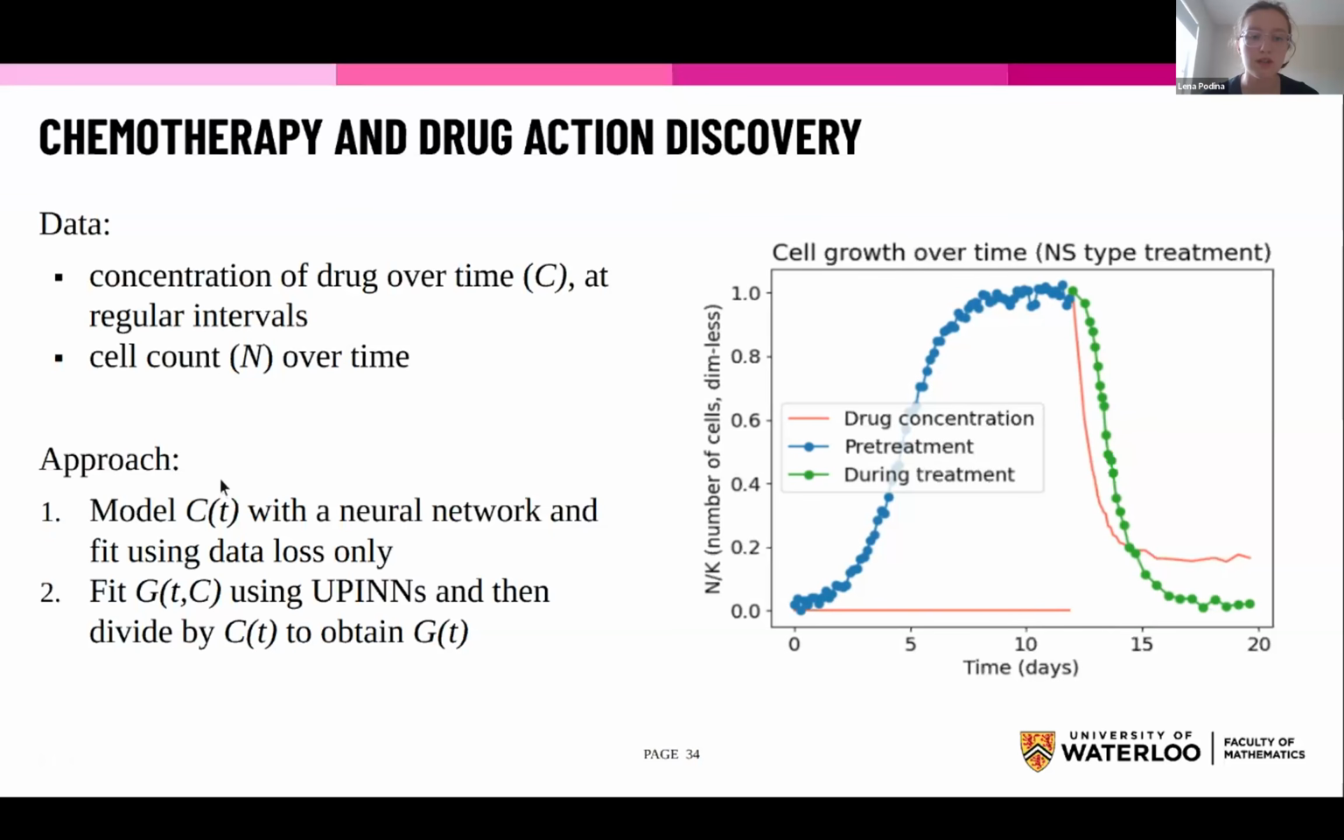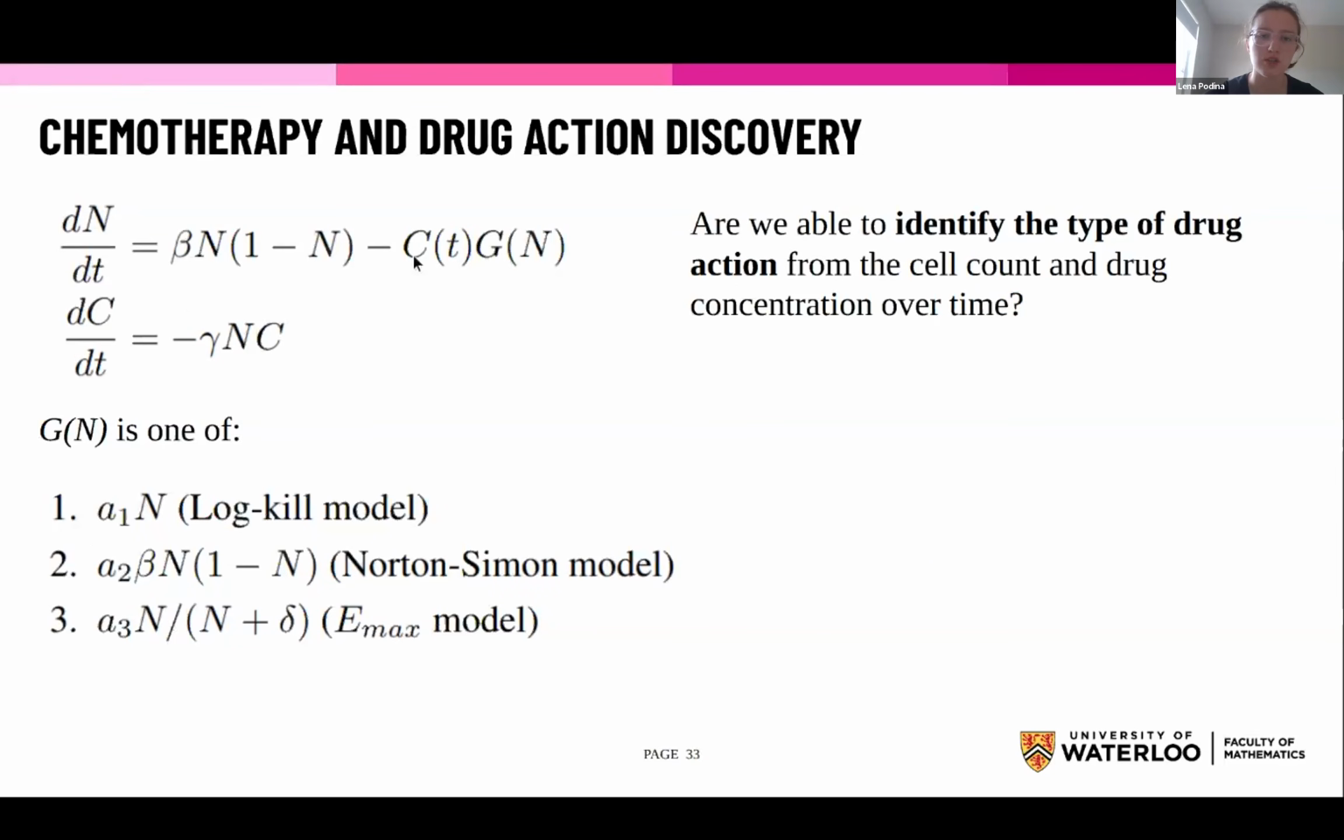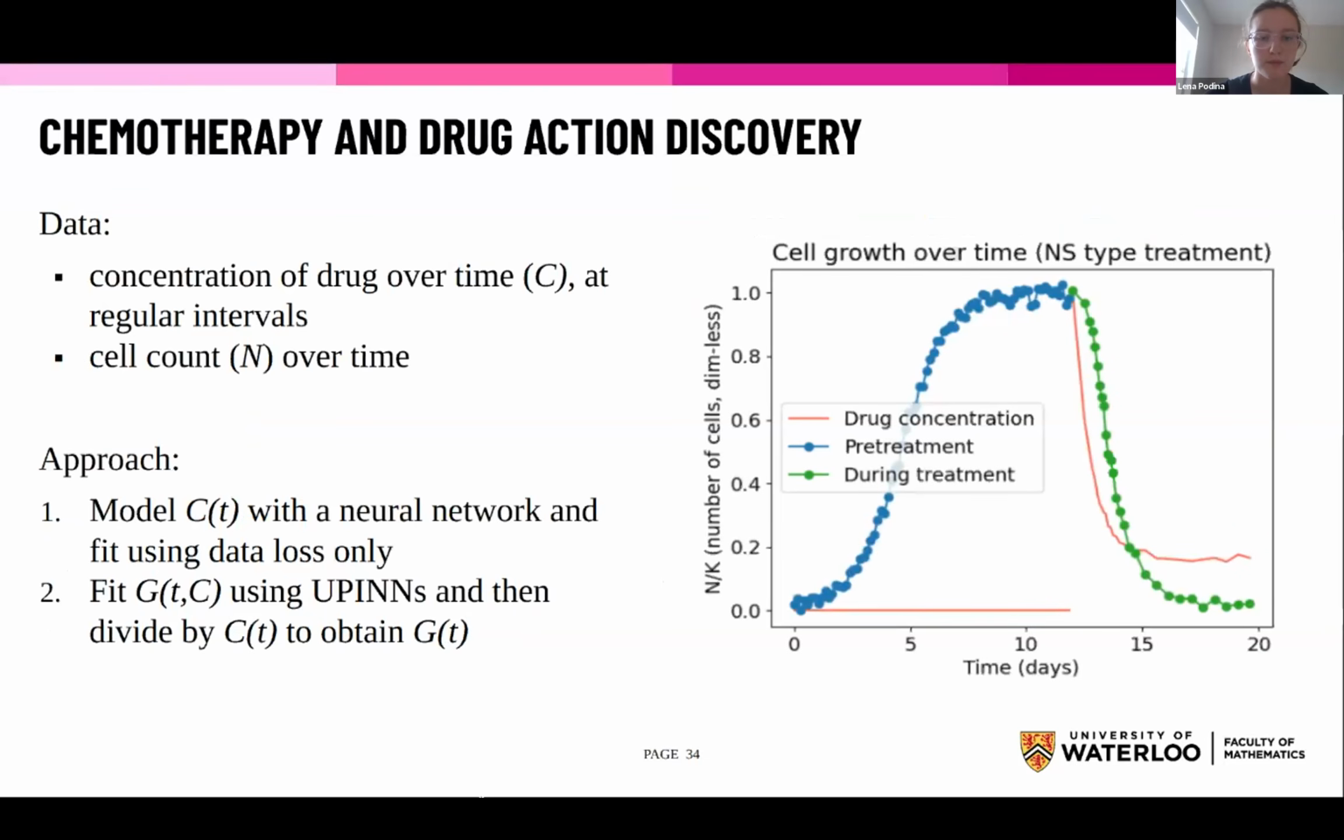So our approach here is to model C times F of T with a neural network and fit it using only the data loss so that we can interpolate it. This step could theoretically be replaced by any other fitting method, but we just use a neural network. Then we fit G of T and C using UDEs, and then we just divide by C times F of T to obtain G of T. If you wanted to, you could also model them by separate neural networks. That worked too. I just found that it was a better result to model it as one neural network and then divide.